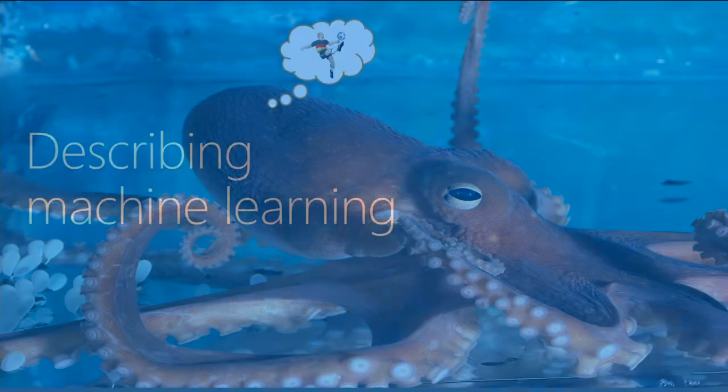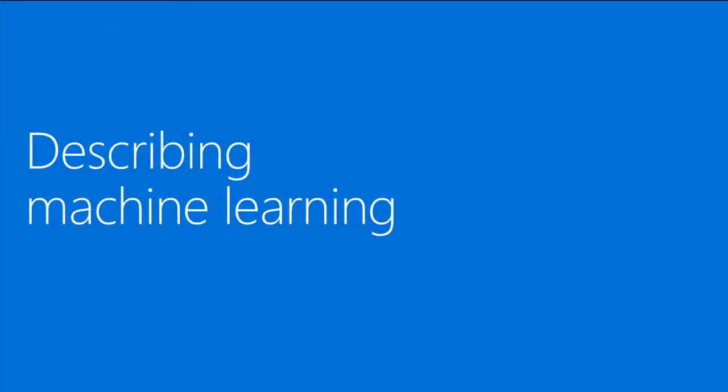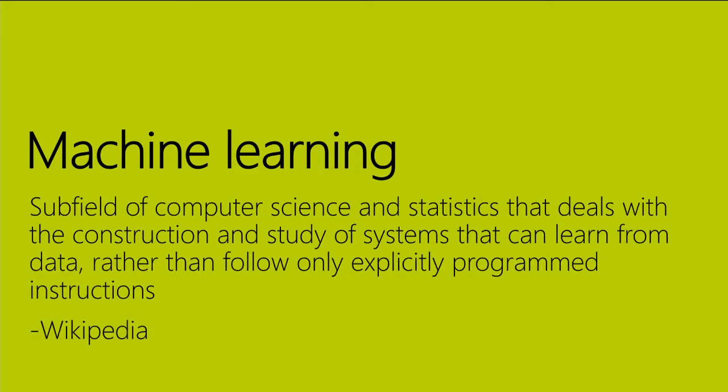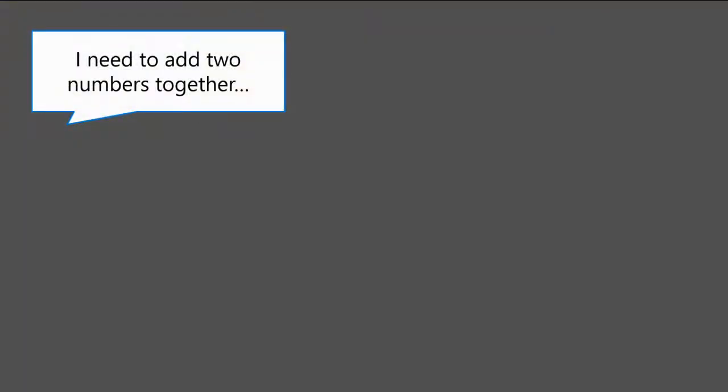A little more basic, we're going to go into definitions now of what is machine learning. It's about good data science and good data combined. Now, according to Wikipedia, machine learning is a subfield of computer science and statistics that deals with the construction and study of systems that can learn from data rather than follow only explicitly programmed instructions. All right, lots of words. How about we back this up with a scenario or two?